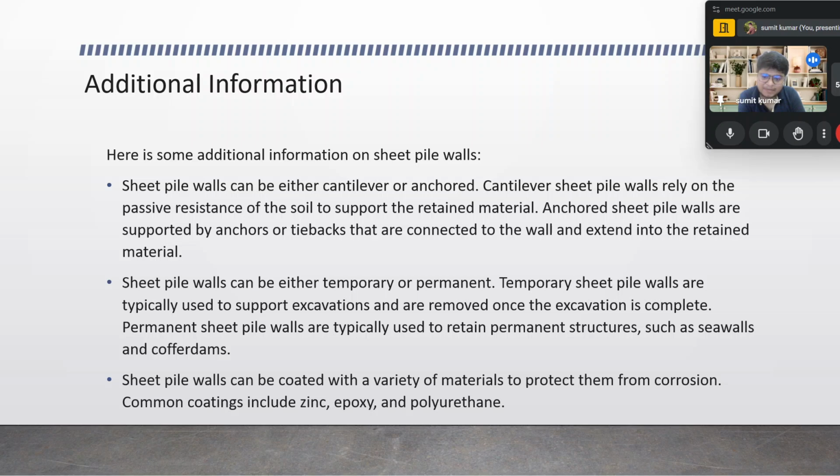Seed pile walls can be coated with a variety of materials to protect them from corrosion. The common coatings include zinc, epoxy, and polyurethane. So these are some of the chemicals which are also used to protect them from corrosion, as the seed pile wall is made of steel, and there is a chance of corrosion. So we need to protect that so that their reuse value should be there.